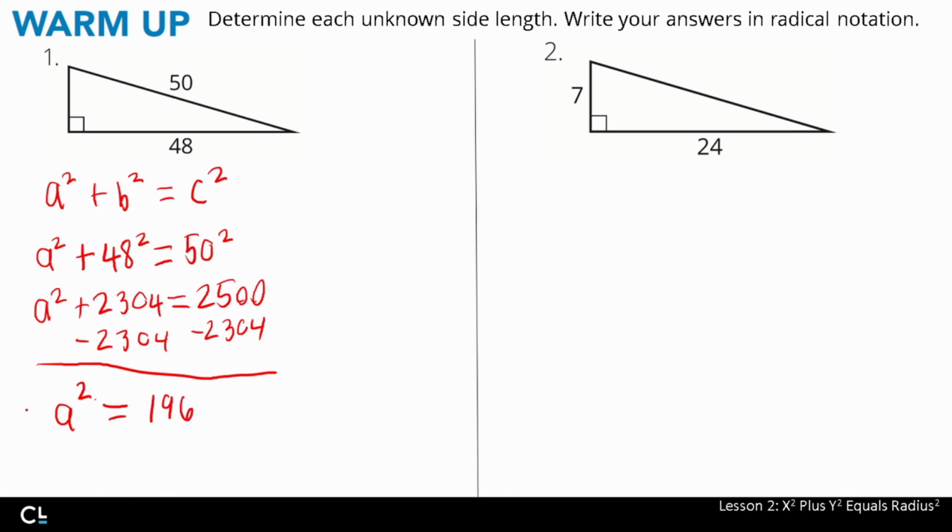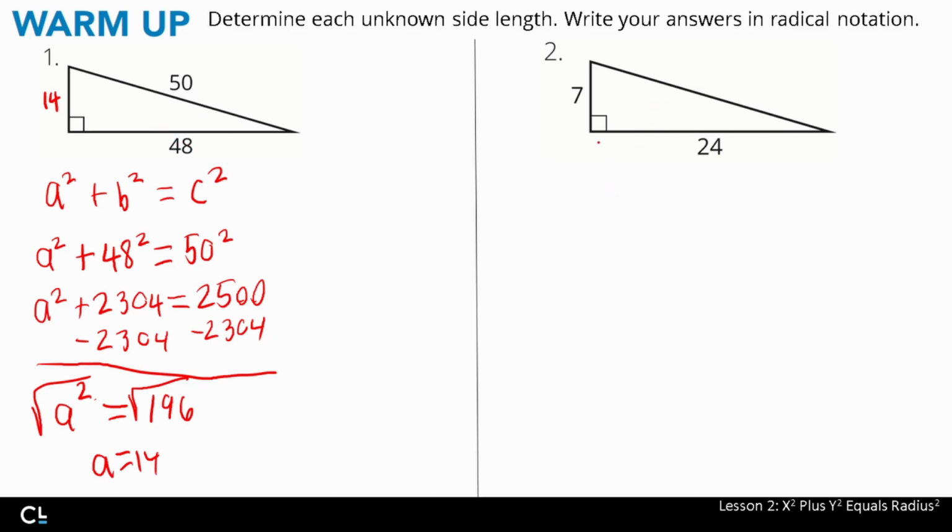Now we just have to take the square root of both sides. And when we take the square root of 196, we get an answer of 14. So that missing side there is 14. There we go, and we used our Pythagorean theorem to do so.